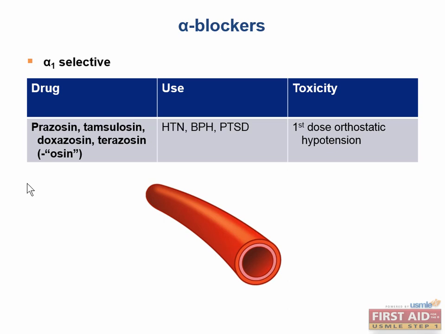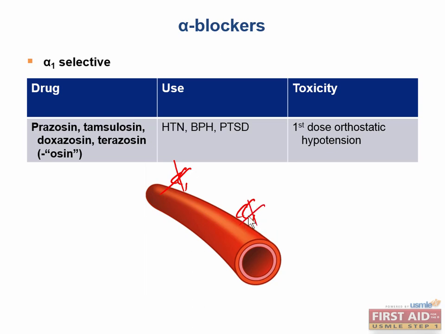So recall that alpha-1 receptor stimulation mediates vascular smooth muscle contraction. So we have some alpha-1 receptors which are going to be located on our blood vessel here, and when activated, these alpha-1 receptors cause vasoconstriction, which leads to high blood pressure. So it makes sense that the application of alpha-1 selective blockers is going to be in the treatment of hypertension.